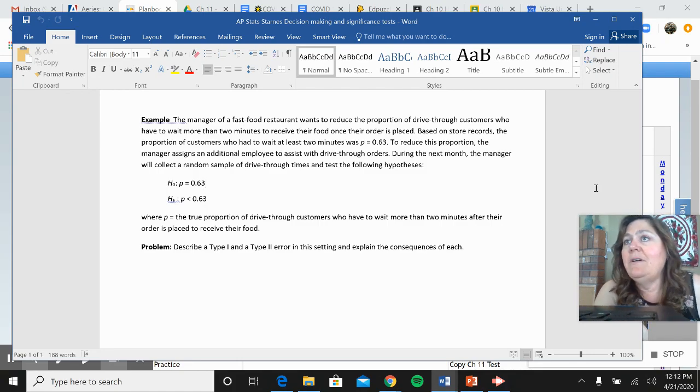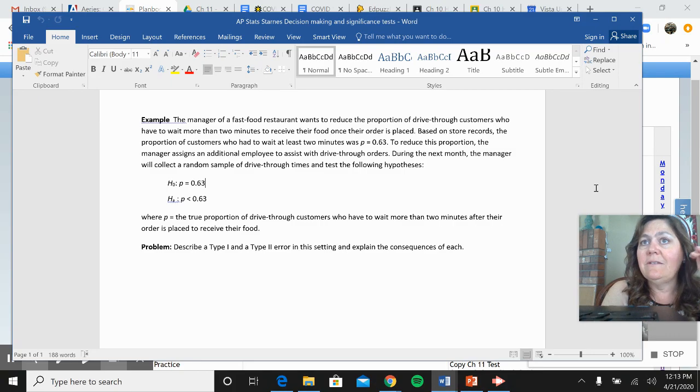Okay, so based on their store records, the proportion of customers who had to wait at least 2 minutes was 63%. So to reduce this proportion, the manager assigns an additional employee to assist with drive-through orders. During the next month, the manager will collect a random sample of drive-through times and test these hypotheses. So the null hypothesis is that it's still 63%, but of course, since he's added someone to the drive-through, he's hoping that it will go less than that.